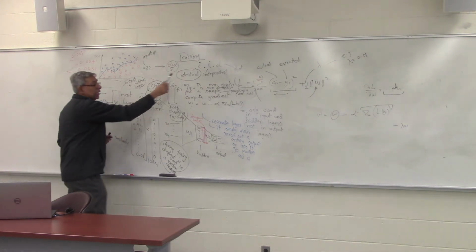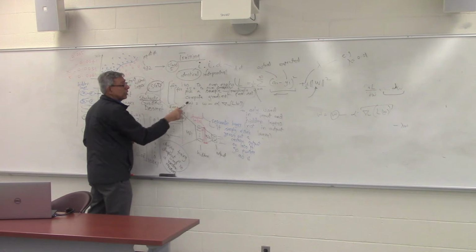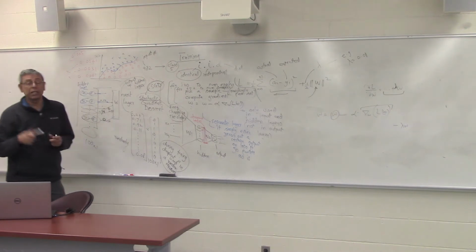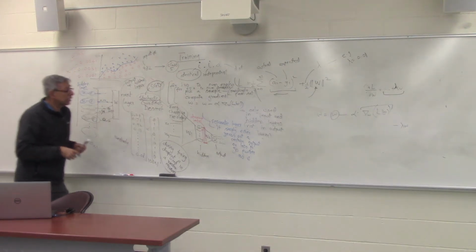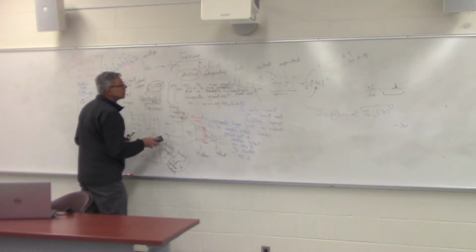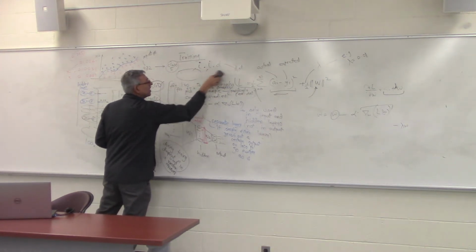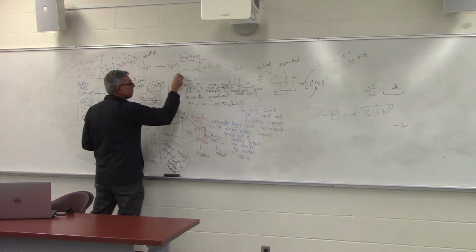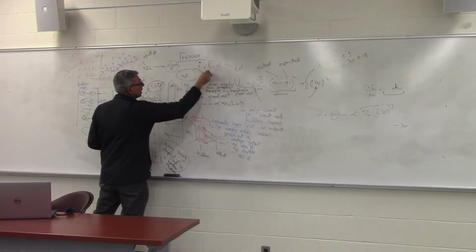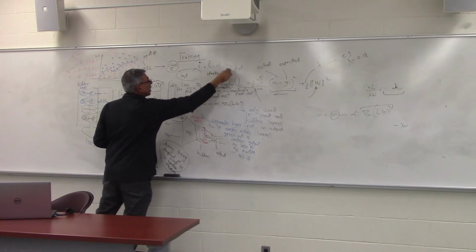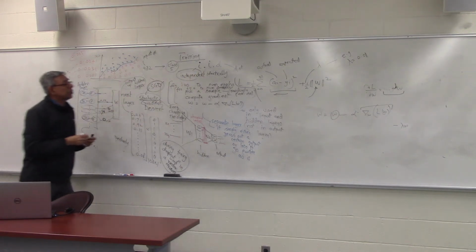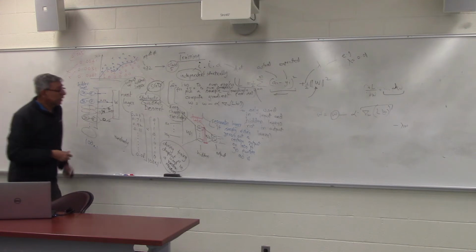So identical means it doesn't matter which iteration. If we pick a particular sample, the expected output should be the same. It cannot change. What do we mean by identically distributed? Sorry, it should be independent, identically distributed. I didn't write it. So what do we mean by identically distributed?